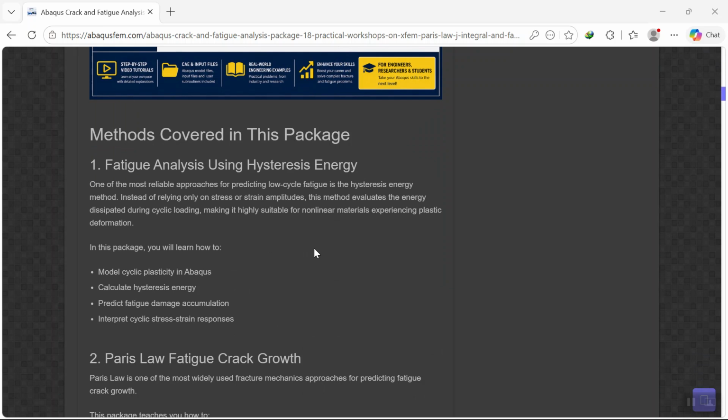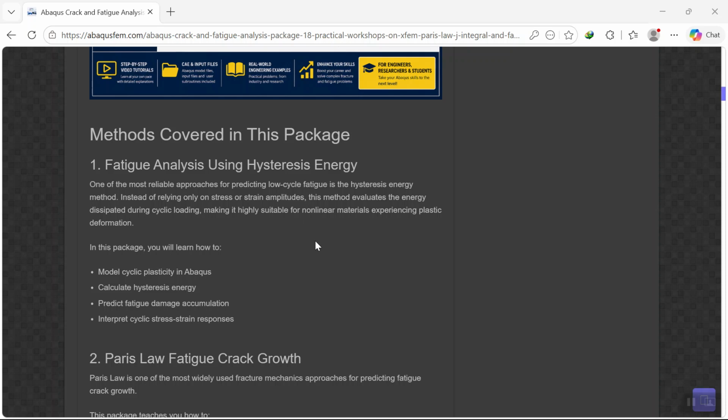The package covers four major topics. The first topic, as you can see here, is low cycle fatigue analysis using hysteresis energy. Many engineering components operate under cyclic loading and experience plastic deformation. Traditional stress-based methods are not always sufficient for predicting fatigue life. In this workshop, you learn how hysteresis energy can be used to estimate the fatigue damage more accurately.